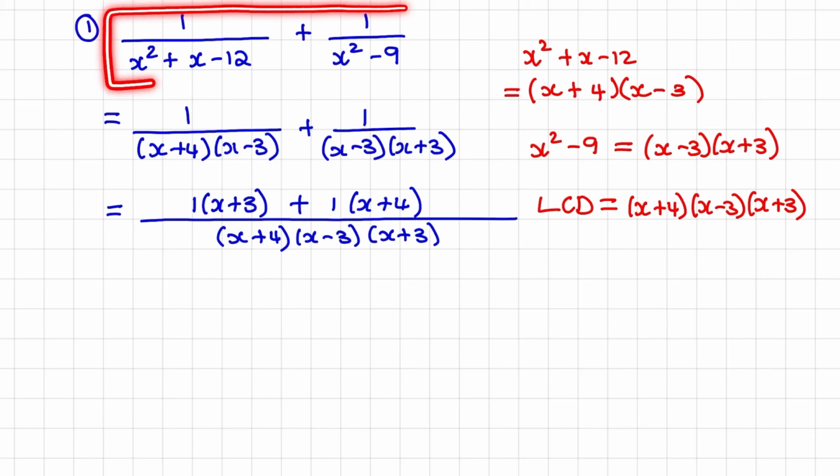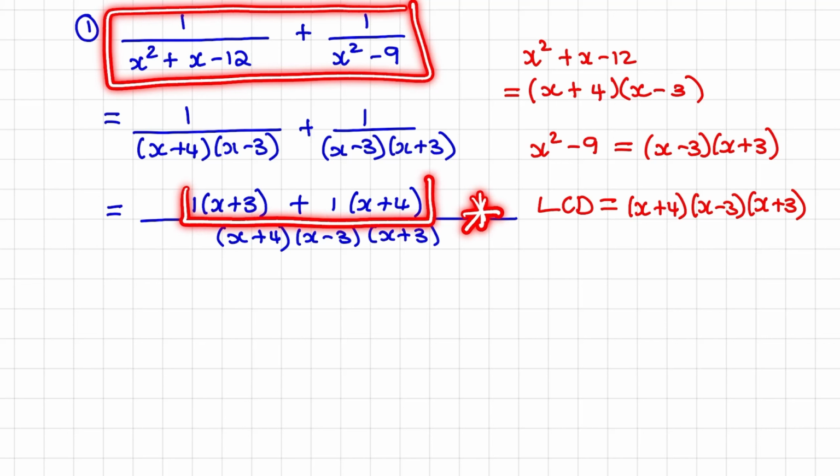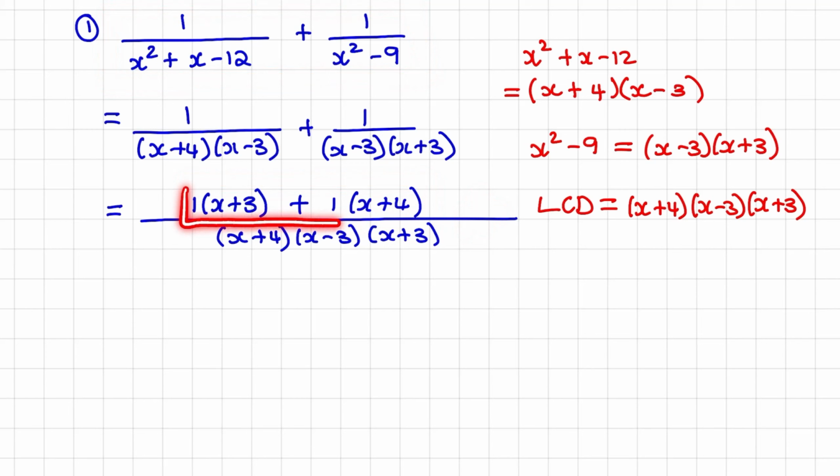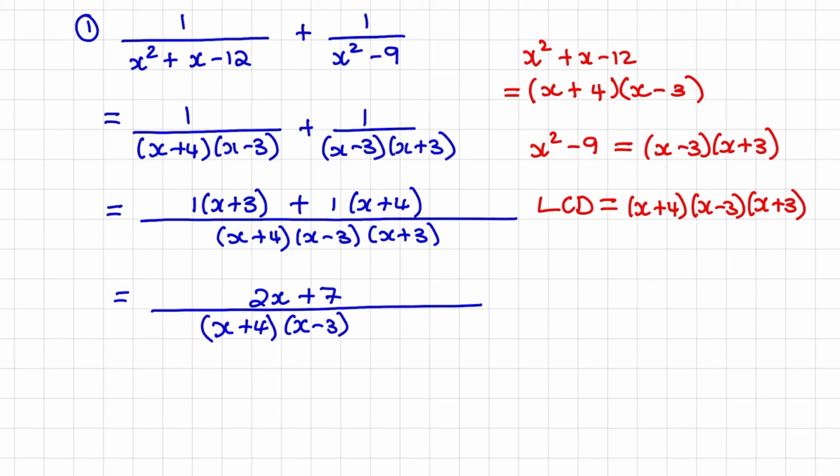Now I have the original expression as one single fraction, but it's not yet in its simplest form. So I would need to add like terms together in the numerator. That'll be x plus x, which is 2x, plus 3 plus 4, which is 7. So I'll have 2x plus 7 over x plus 4 times x minus 3 times x plus 3. Now we have simplified the algebraic expression to a single fraction in its simplest form.